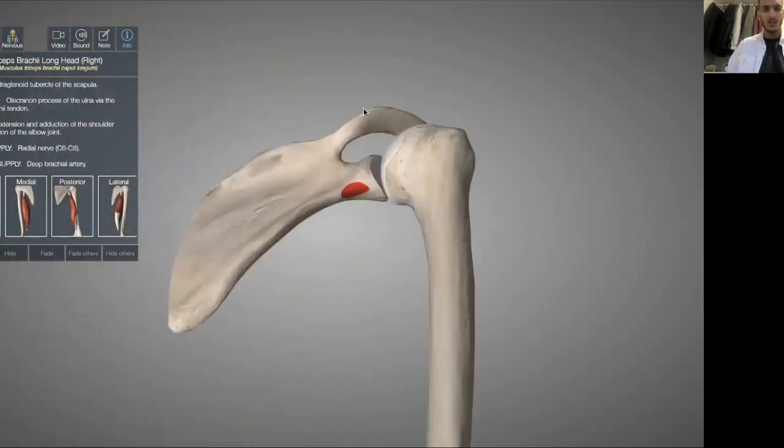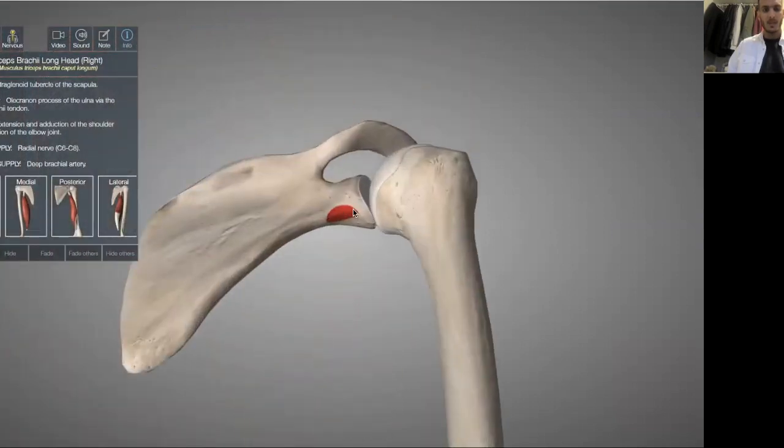The long head, the origin is on the infraglenoid tubercle of the scapula. Insertion is on the olecranon process of the ulna via the triceps brachii tendon.